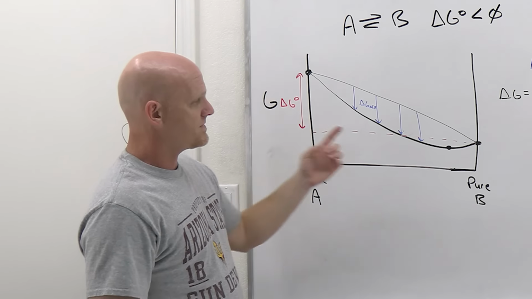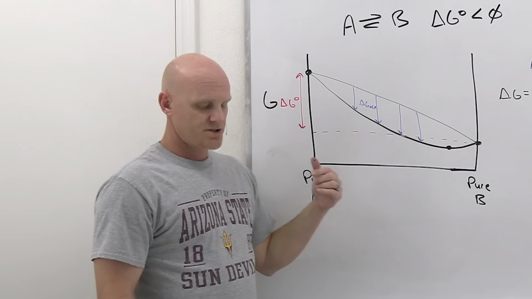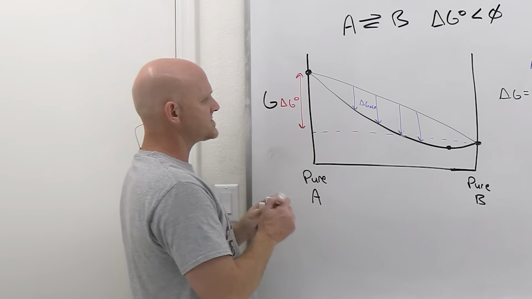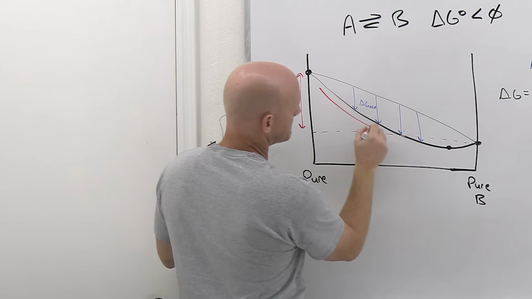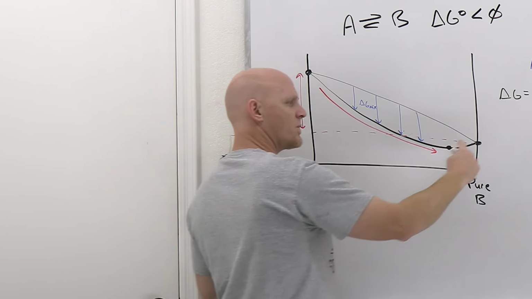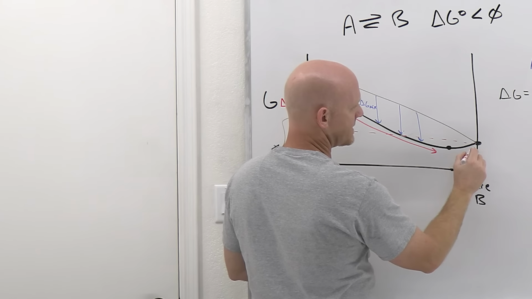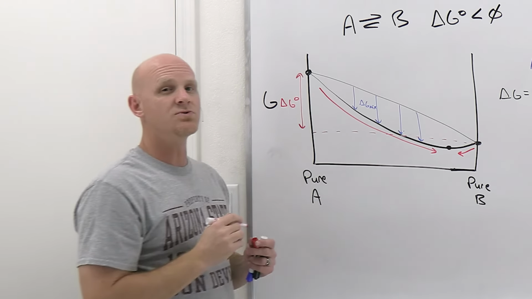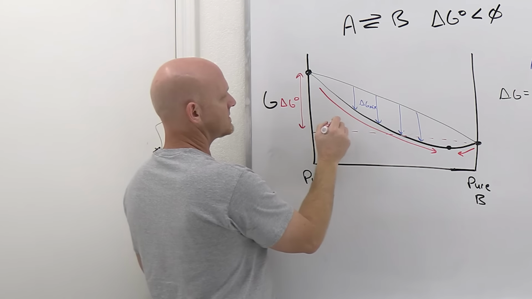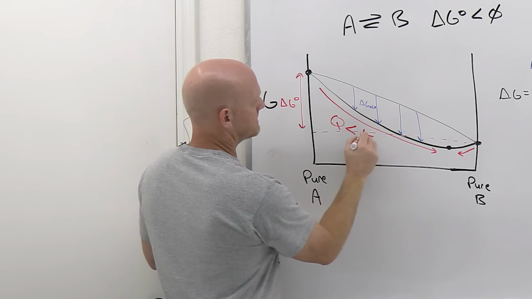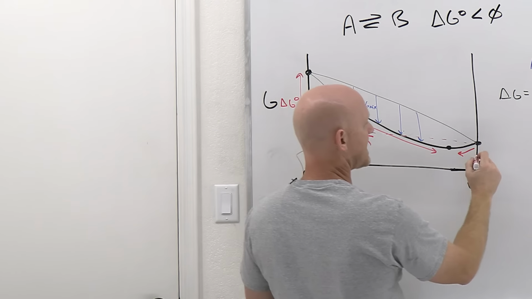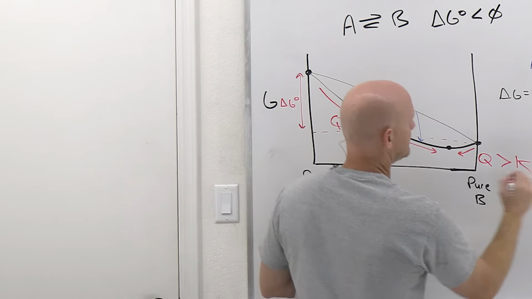All right, now this free energy minimum. As long as you're to the left of that free energy minimum, this reaction wants to proceed to the right in the forward direction. If you're anywhere to the right, then to get lower in free energy, the reaction would want to proceed to the left. The reaction wants to proceed to the right because that's when Q is less than K. The reaction wants to proceed to the left over here because that's when Q is greater than K.